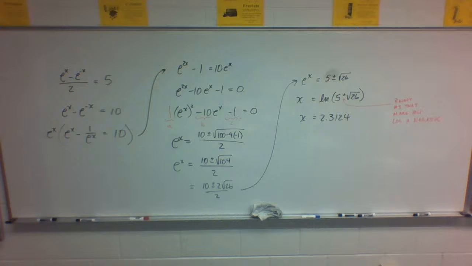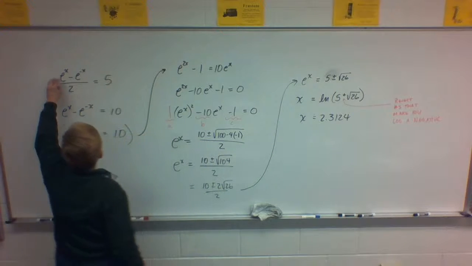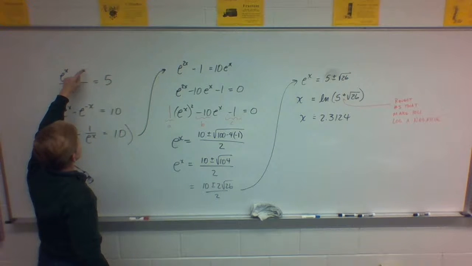Wait, will it always be that thingy on the one side? No. It may be, instead of e, 15 to the x minus 15 to the negative x over 2. It may not be e for your constant, it might be another number. But it will be some number to the x minus that same number to the negative x over 2.